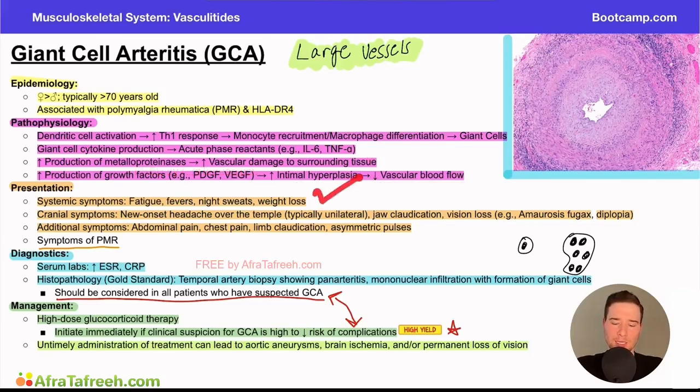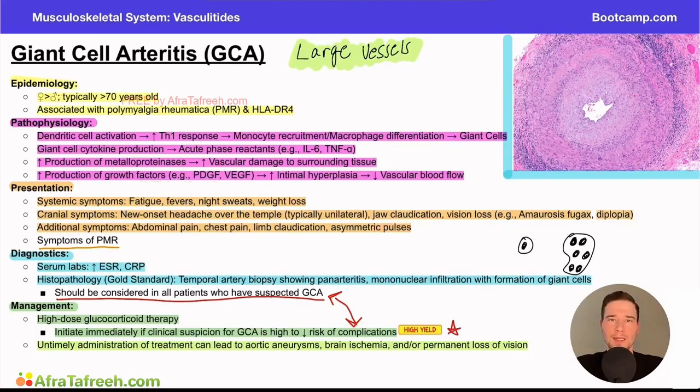Presentation here. Systemic symptoms are going to be nonspecific, but the key things are going to be the cranial symptoms here. New onset headache over the temple, typically unilateral. This is really important. Unilateral headache with eye pain, new onset. Some jaw claudication or pain with chewing, and vision loss is a very classic presentation.